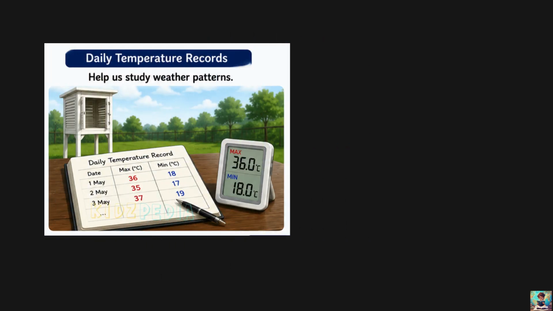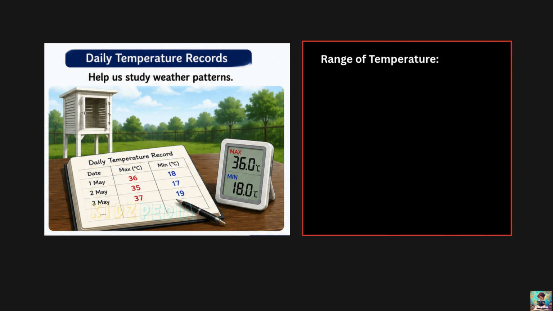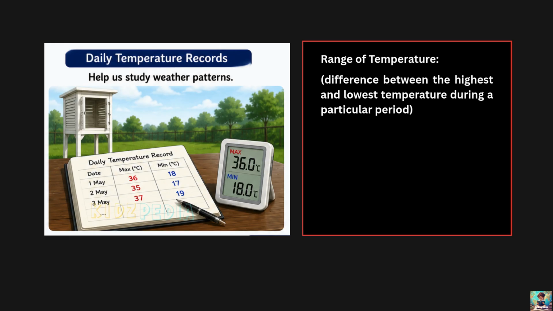And scientists don't just record temperature once and forget. Daily temperature records help them study weather patterns. From these readings, they calculate two important values. The first is the range of temperature. It tells us the difference between the highest and lowest temperature during a particular period, that is usually one day. So, range of temperature is equal to maximum temperature minus minimum temperature.